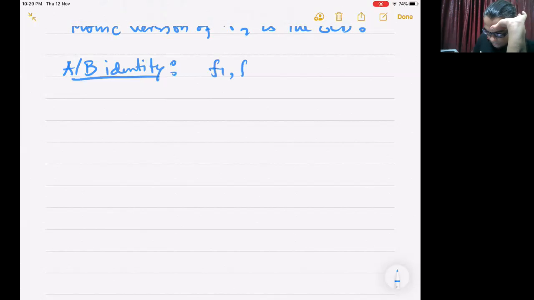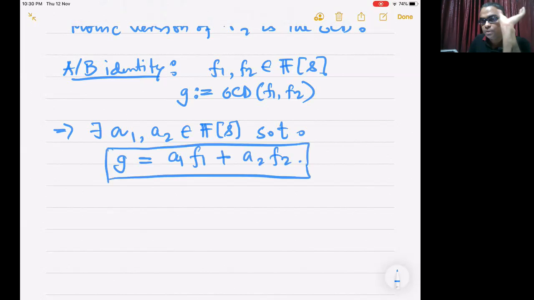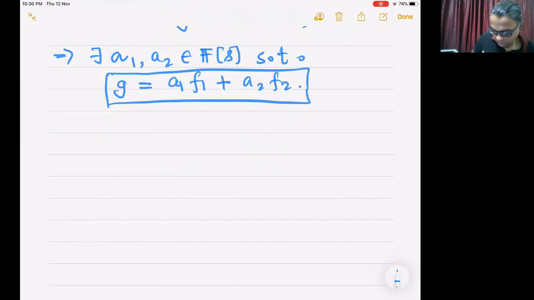This implies there exists a polynomial A1, a polynomial A2, such that G is the linear combination of F1 and F2 like this. This is the Aryabhatta-Bezu identity, right? Fantastic, no? So go ahead and convince yourself that this is the case. This goes to you as homework.